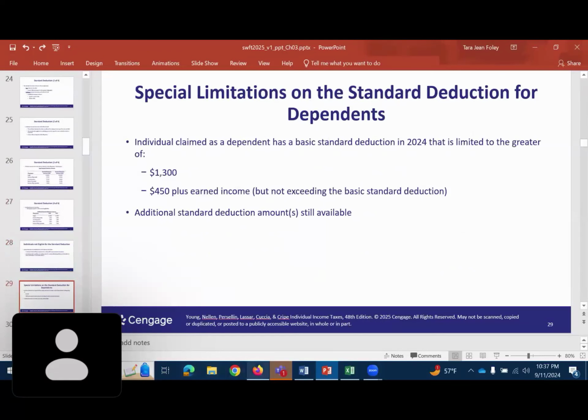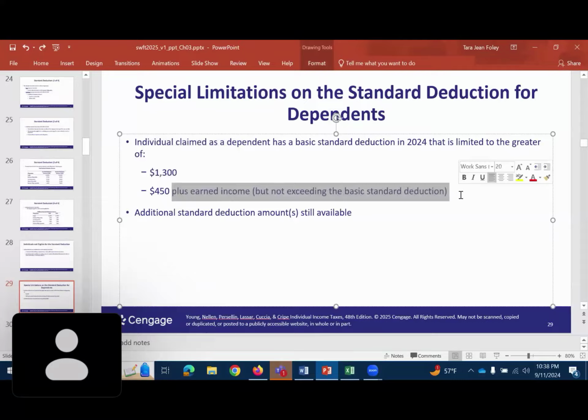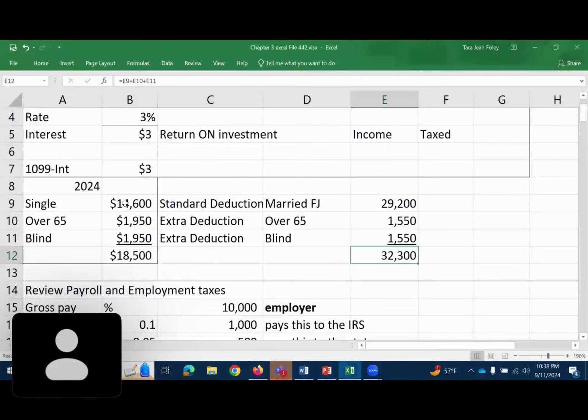So having someone as a dependent, there's also a personal exemption, which is gone right now. But when the child or dependent files their own tax return, they have a limit. The individual claimed as a dependent has a basic standard deduction in 2024 that's limited to the greater of $1,300 or $450 plus earned income, but not to exceed the basic standard deduction. Now, the basic standard deduction for a single person is $14,600.